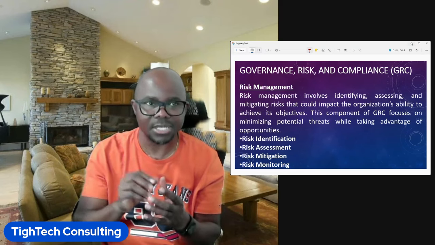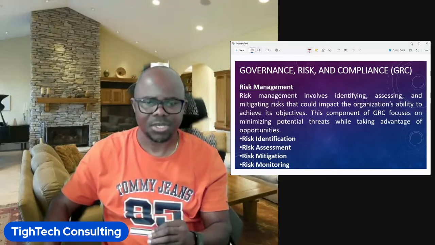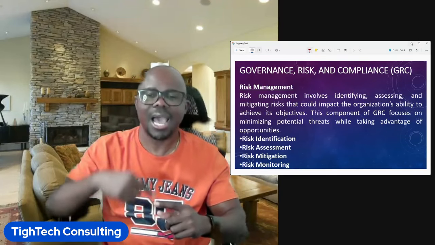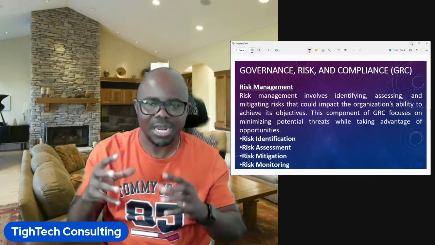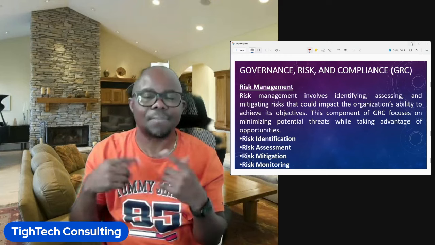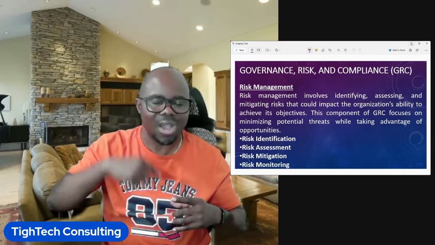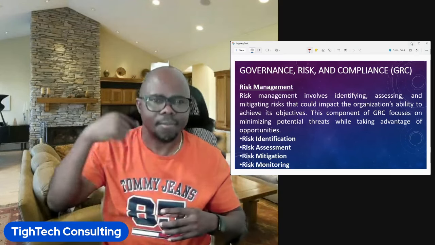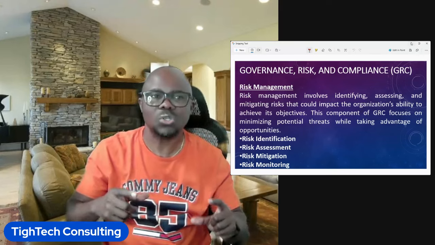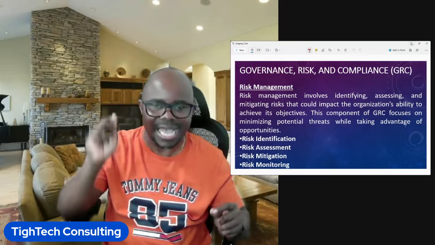And then the last component under risk management is risk monitoring. Risk monitoring ensures continuous tracking and reviewing of risk to ensure that mitigation efforts are effective and that new risks are promptly addressed. It ensures that the organization continues to monitor the controls that have been implemented to ensure that those controls are effective and any new risk or vulnerabilities are promptly addressed.